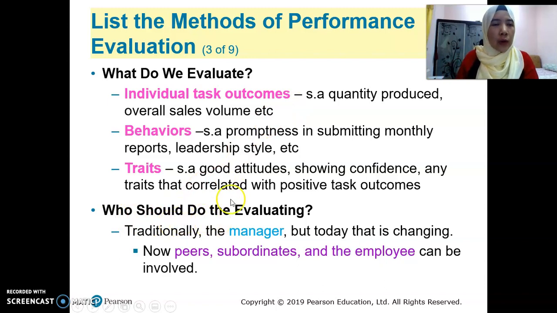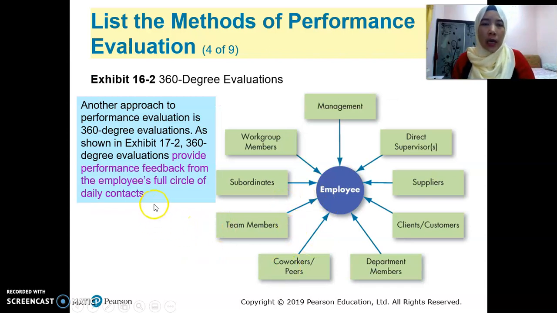So who should do the evaluating? Traditionally, the manager evaluates the employees, but today is a bit different. Nowadays, it's not just managers; it can be those around the employees, such as peers, subordinates, and other employees around the person that is being evaluated. So nowadays, many organizations use 360 degree evaluations.